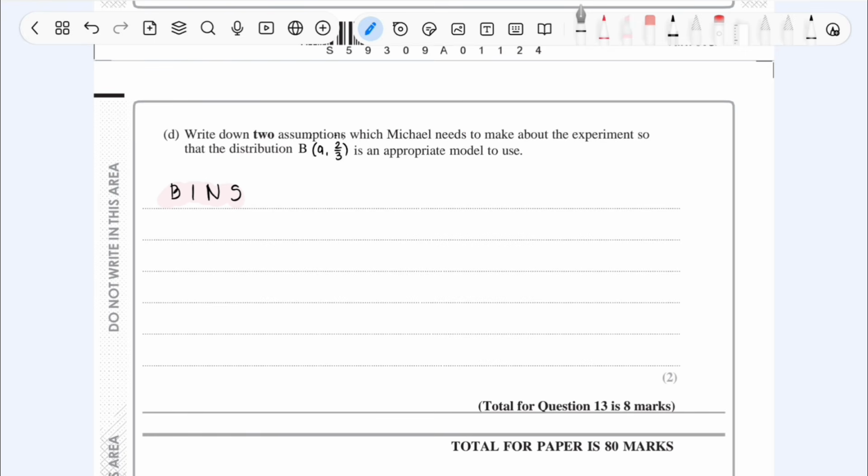I'll go with the two simplest ones, that the probability of heads remains constant at 2/3, and that there are only two possibilities: you either get a heads or not a heads, i.e. tails.